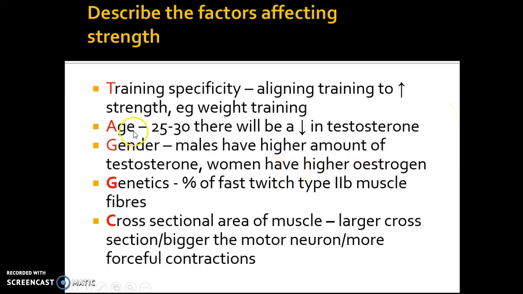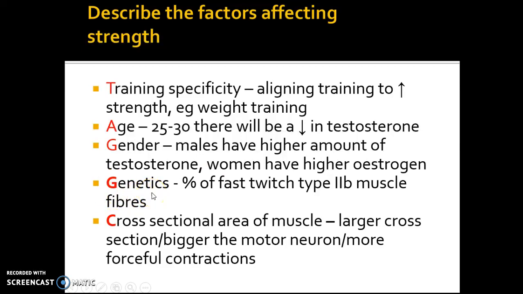Gender. Males have a higher amount of testosterone, which will mean that males are stronger than females, because women will tend to have the hormone estrogen higher rather than testosterone, which means that their strength might be a little bit inhibited. Going on from there, genetics.